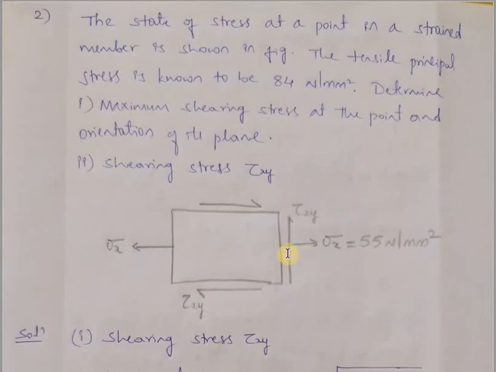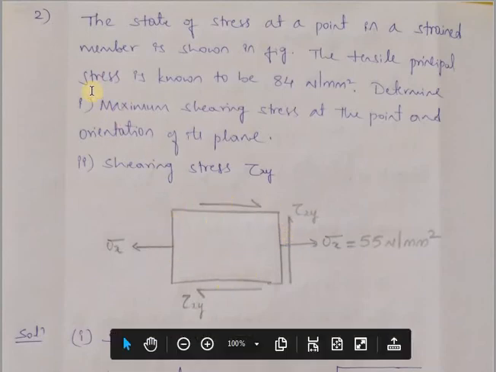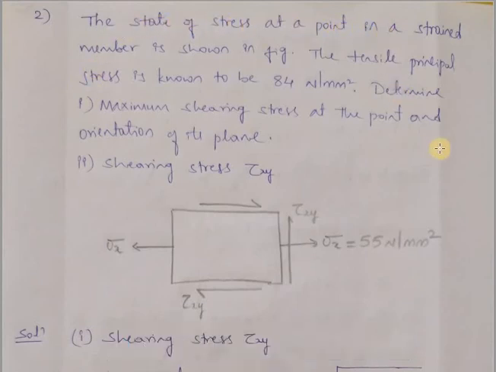Along with this tensile stress, we have the shear stress which is acting on the element. So let us see the statement. The state of stress at a point in a strained member is shown in figure. The tensile principal stress is known to be 84 Newton per mm square.